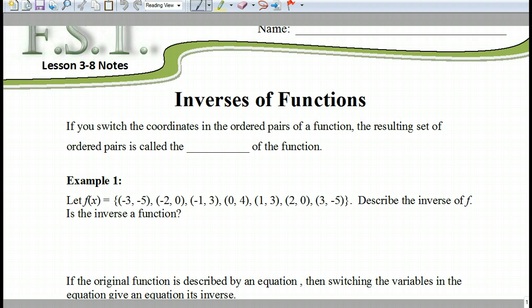Okay. So first of all, we want to look at this: if you switch the coordinates of a function, or of ordered pairs in a function, the resulting set of ordered pairs is called the inverse of the function. So really all we're doing is taking the x's, making them y's, and vice versa. Okay? So for our first example, we have all these ordered pairs. Can you guess what the new function would be if we inverted it?